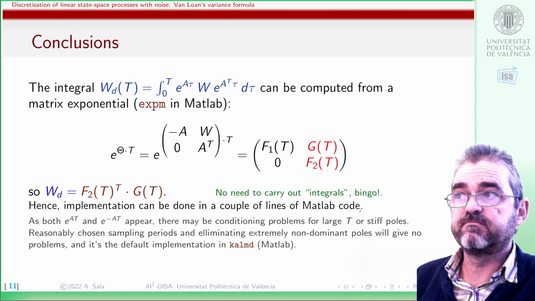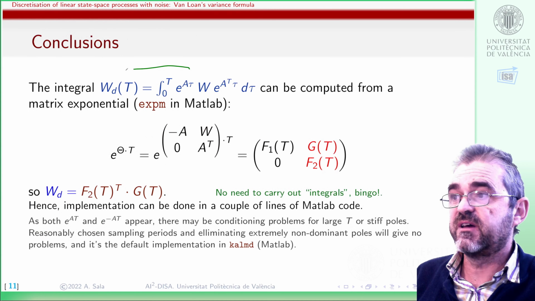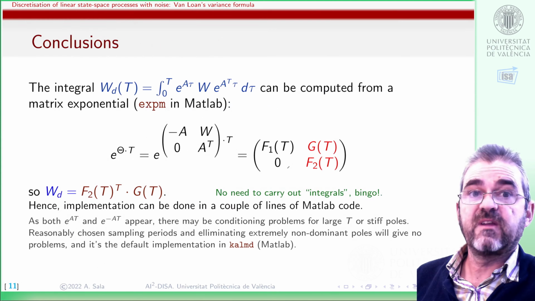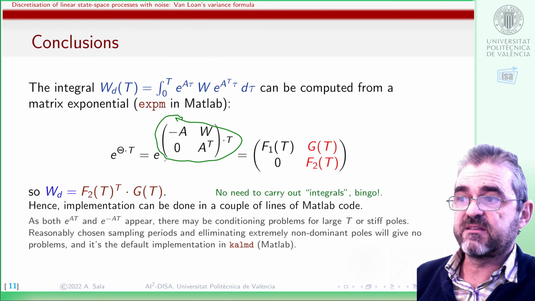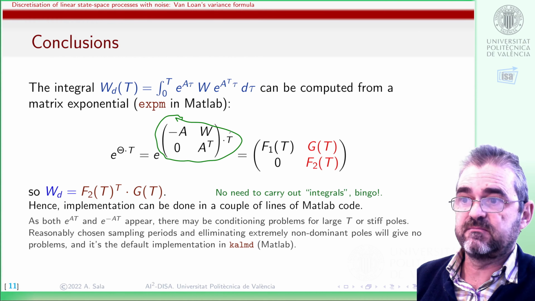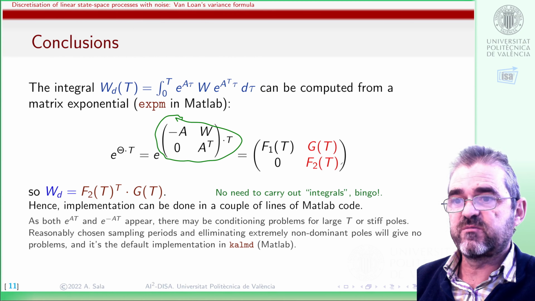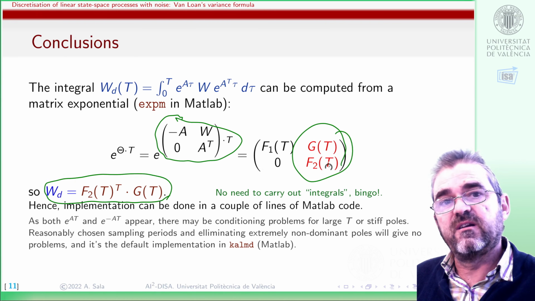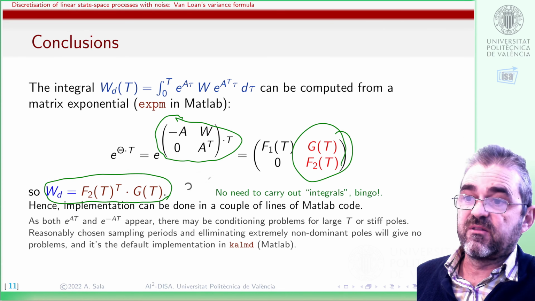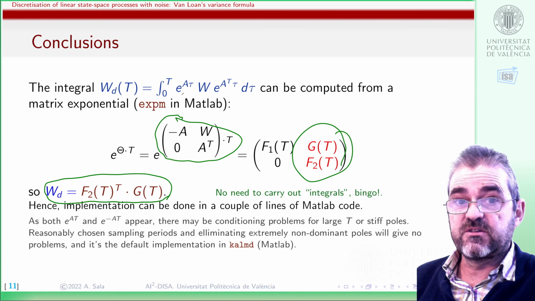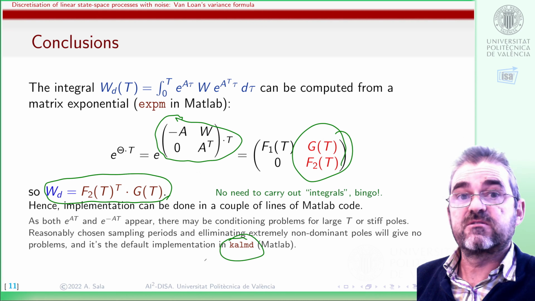Let us summarize and conclude. We proved that this integral in discretized variance equations can be computed by forming this matrix and carrying out its matrix exponential. So it's one line, expm. And then taking the rightmost columns of that matrix exponential, the transposed of the lower block times the upper right block is the exact discretization of the effect of noise. This is good, and this is what Matlab does.